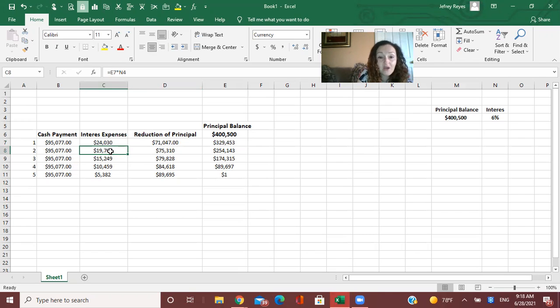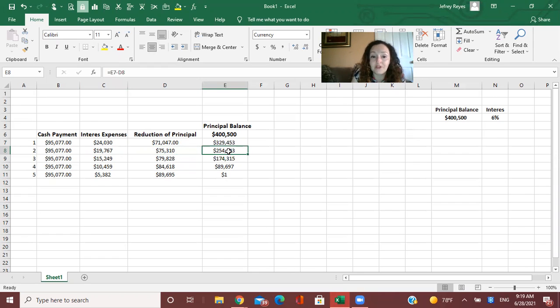So now, because my principal decreased, I multiply here. So my principal balance is 329,000 multiplied by the interest. So that's why I have less money here, and so on. So now here we have to reduce the BA, that is practically the cash payment minus the interest. So that's why we have the reduction of the principal.